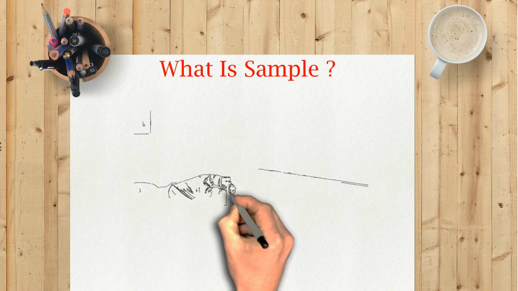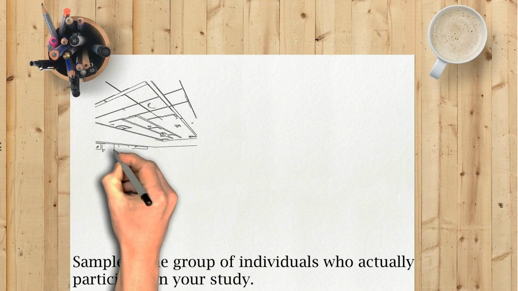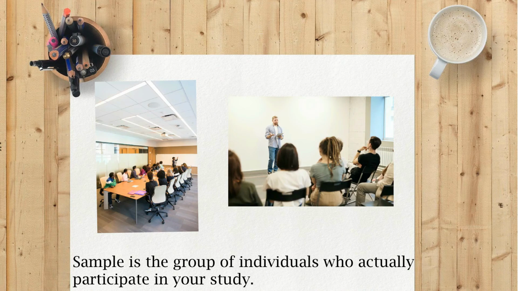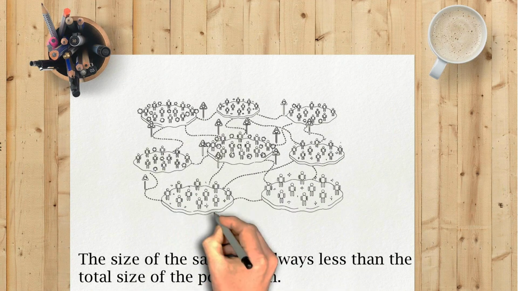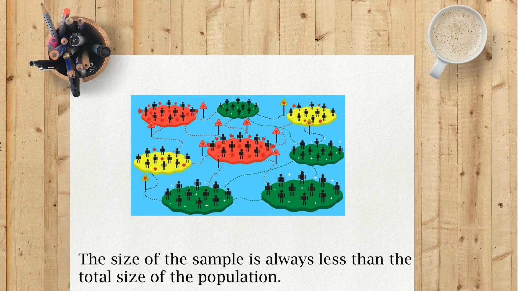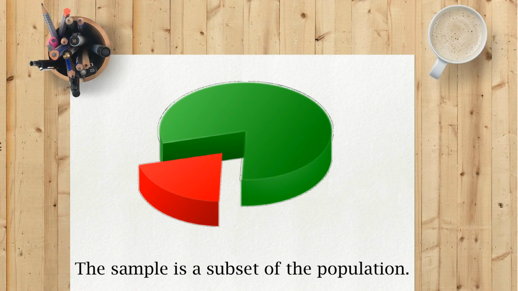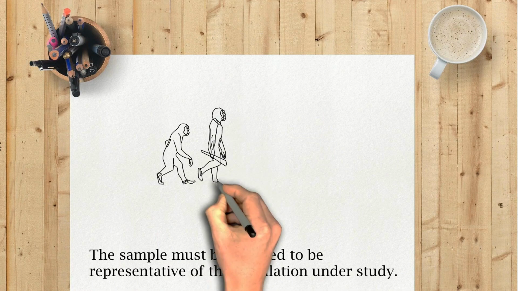What is sample? Sample is the group of individuals who actually participate in your study. The size of the sample is always less than the total size of the population. The sample is a subset of the population. The sample must be selected to be representative of the population under study.